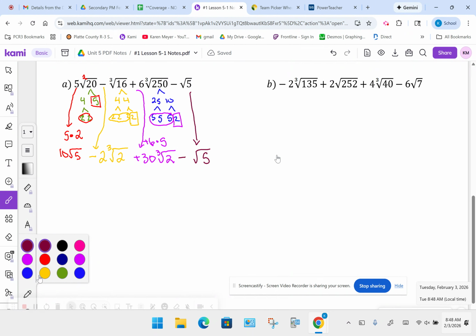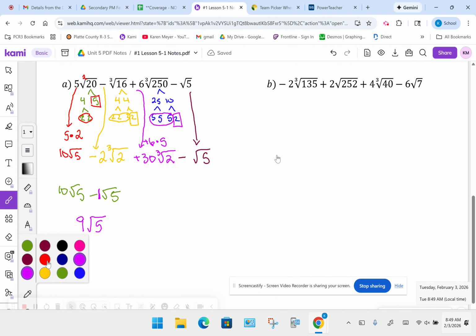And for my square roots, I have 10 square root of 5. And then at the very end, I have minus a square root of 5. So I'm going to check. They're both square roots. Do they have the same number underneath them? And the answer is yes, they both have a square root of 5. So they are considered like terms. So look at the coefficients in front. So I have a 10 minus 1, and 10 minus 1 is 9. And then I just keep the square root of 5 attached to it. So I have 9 square root of 5.